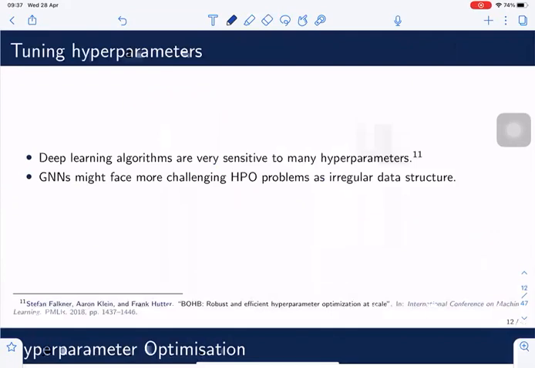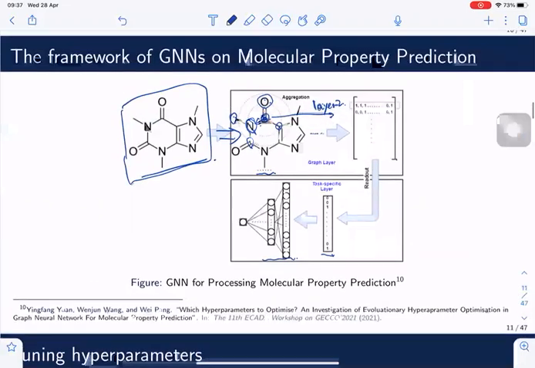So we turn to study hyperparameters. Stephen pointed out that deep learning algorithms are very sensitive to many hyperparameters, and from our perspective, graph networks might face more challenging HPO problems, as the input is an irregular data structure and the framework looks more stochastic than traditional neural networks.